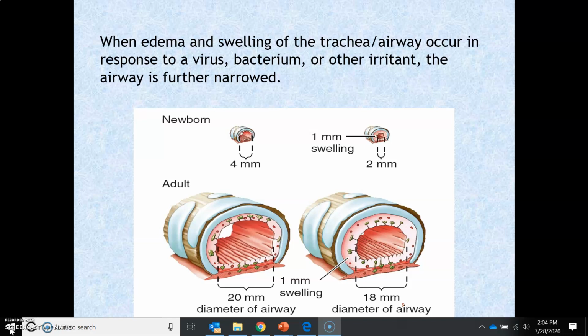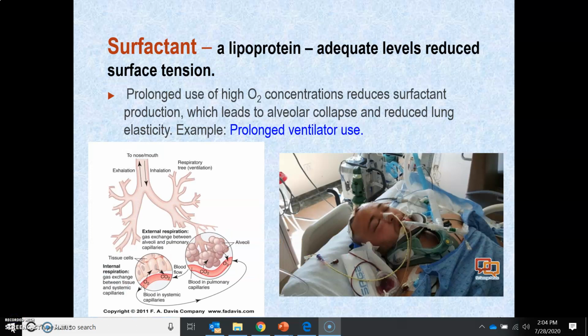So a narrowed airway in a newborn can be a deadly situation. We've all heard of surfactant. It's a lipoprotein that, at adequate levels, reduces the surface tension in the lungs. The thing about this is if we use prolonged long-term high concentrations of oxygen on our patient, it reduces surfactant production, and that causes our alveoli to collapse, and then we lose lung elasticity.